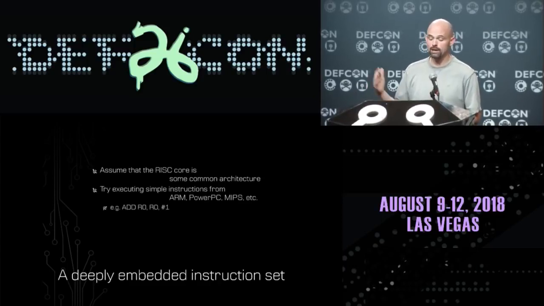It's probably something like ARM or PowerPC or MIPS. It doesn't make a whole lot of sense to invent an architecture from scratch. So we could assume that this other architecture is some common architecture, and I could try to execute a common architecture's instructions on this other core.